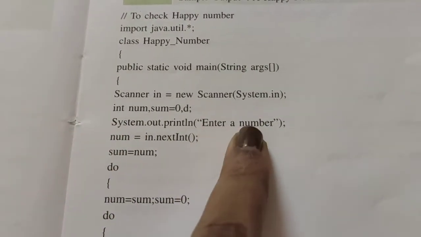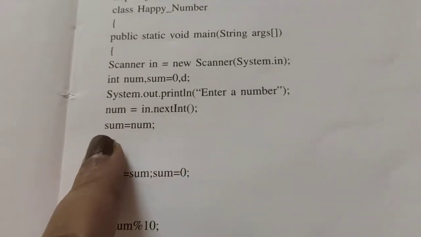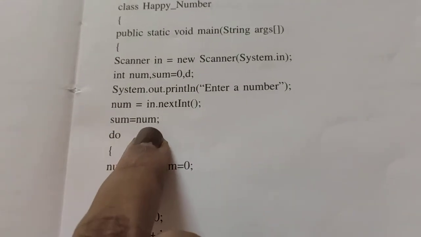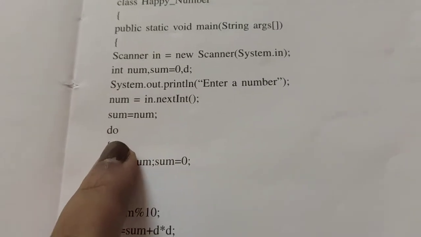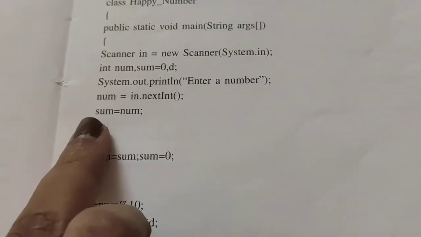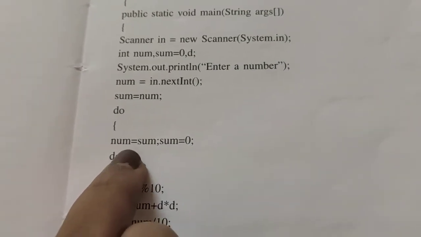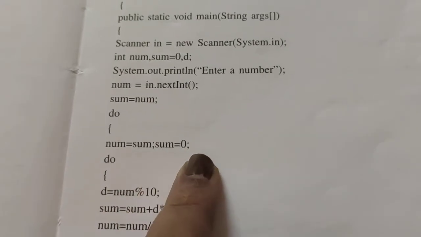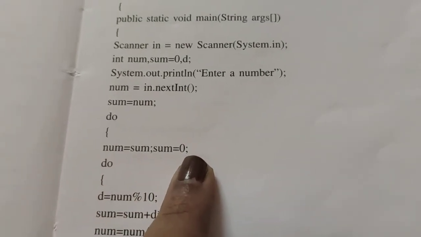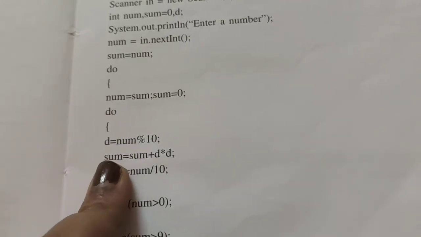They have asked to enter a number and they have stored the number in num, and they have initialized sum equal to num, that is your input. In the sum they have given the input here and they are getting into the loop, and here again they have initialized num with the sum, and sum equal to 0 in the outer loop, and they are entering into the inner loop.